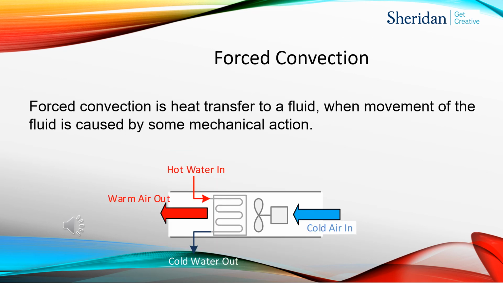Another type of convection is forced convection. Forced convection is heat transfer to a fluid when movement of the fluid is caused by some mechanical action. What we see here in the illustration below, we have cold air coming in from the right. It is moved by a fan. It goes through a heat exchanger which carries water, similar to a radiator or the baseboard heaters in our lab. The heat is transferred from that coil or heat exchanger to the air and is moved out by the motion of the air through the fan.